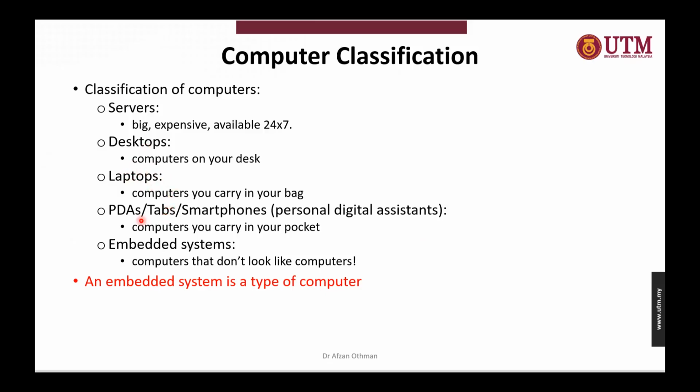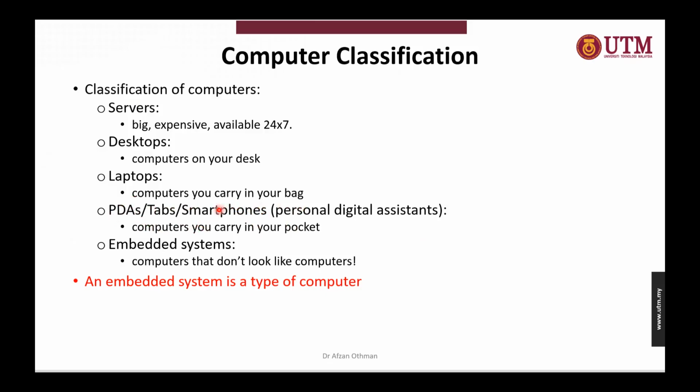And then next, the fourth one is classified as a personal digital assistant, such as a PDA, tabs, as well as a smartphone. So this is the fourth type of computer, which is a computer that we can carry in our pocket, especially the smartphone, because the smartphone is very small. A PDA is also small. You can put it inside your pocket and carry it anywhere and everywhere.